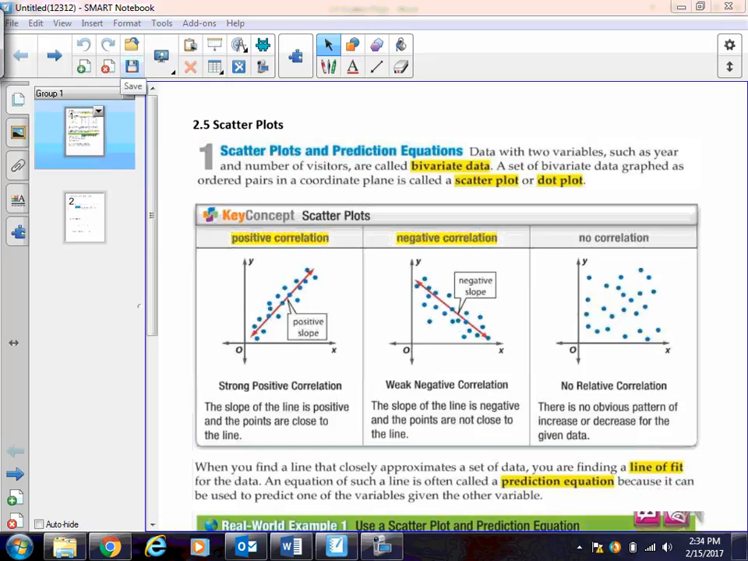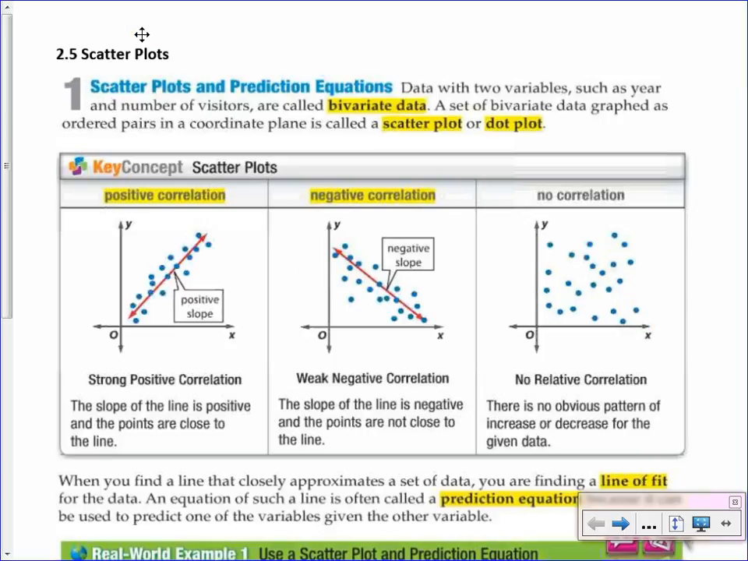Good afternoon, folks. Today we're going to be talking about scatter plots and prediction equations. Data with two variables, such as a year and number of visitors, are called bivariate data. An example of that may be in the year 2016, how many visitors were there at the St. Louis Arch? That would be bivariate data. It has two variables, the year and the number of visitors.